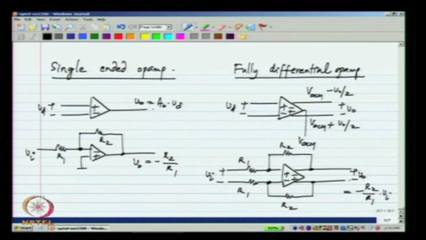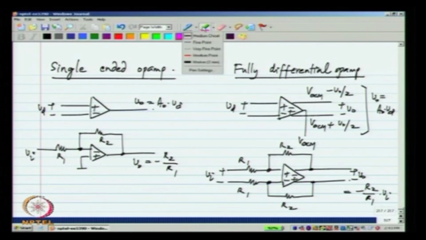Okay. And I did not mention this earlier, V naught in this will be A naught times Vd if Vd is a DC, otherwise it will be A of S, where A of S is some transfer function, the transfer function of the op amp. Okay. So, this is the fully differential version. Again you can easily analyze that by assuming that the inputs of the op amp are a virtual short. If the op amp behaves like an integrator or if it has a very high gain, then these two inputs will be at the same voltage and the output will be minus R2 by R1 times Vi.